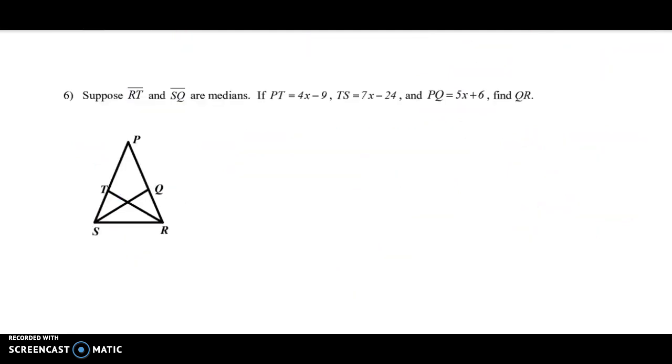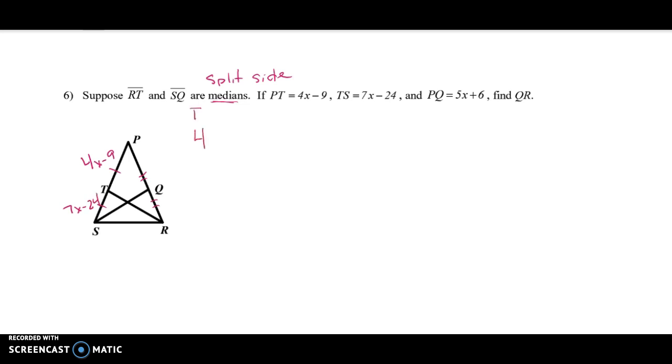Okay, the last one. RT and SQ are medians. Medians means that it splits the side. Okay, so they tell us that if these are medians, it's not to scale, right? But it says it is the median, so we'll just do that. PT is 4x minus 9. TS is 7x minus 24. Oh, I feel an equation coming on because those are congruent to each other.